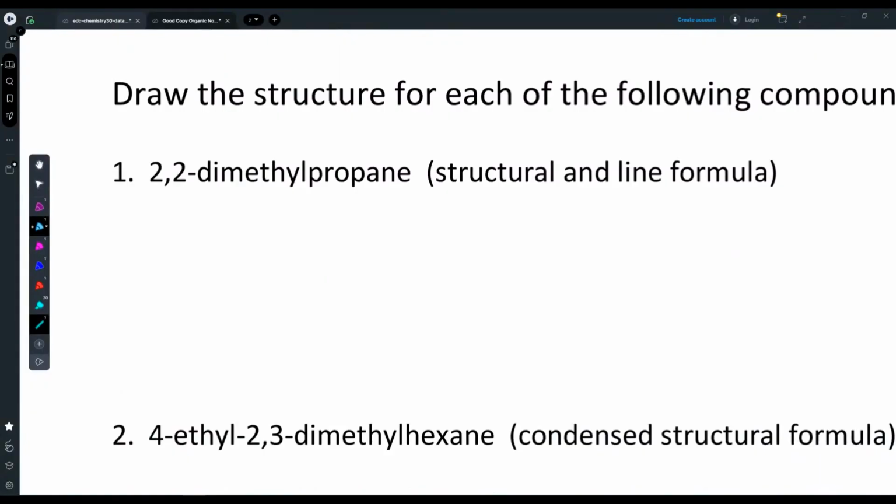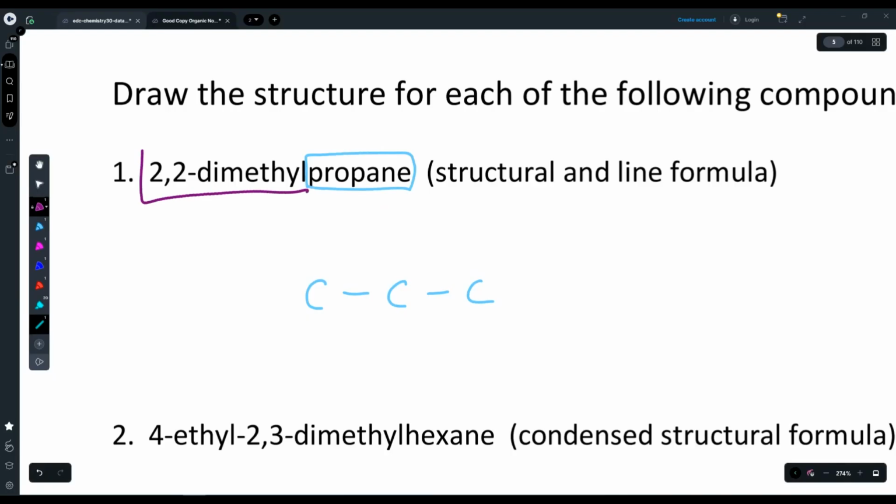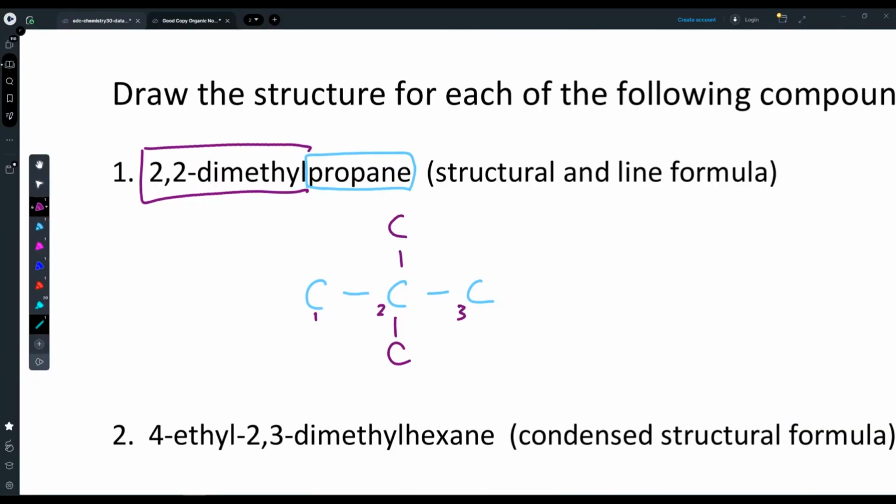I like to start with the parent chain. The parent chain is propane. Prop means that there's 3 carbons here, so let's go 1, 2, 3. I'm going to worry about the hydrogens later. Now for the branches, it says 2,2-dimethyl. So there are 2 branches on the second carbon, if I number my carbons 1, 2, 3. We've got the basic structure now.